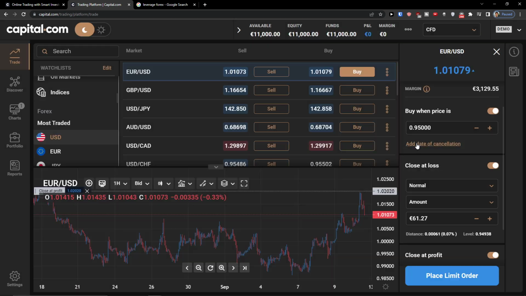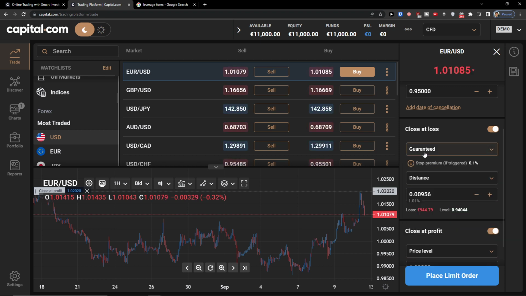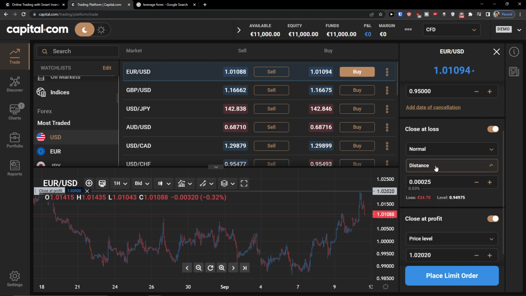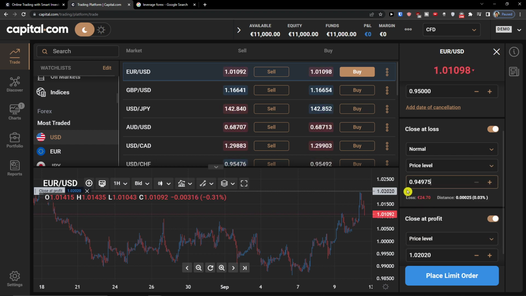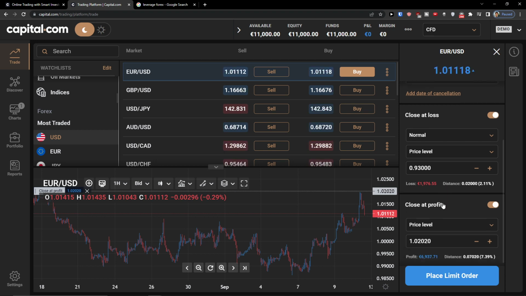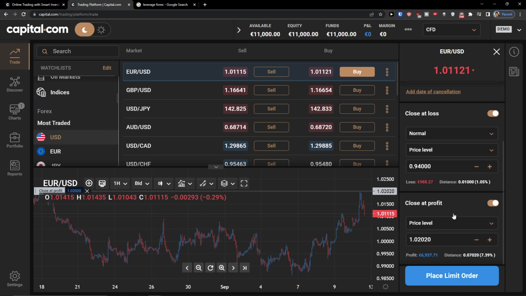And then you're gonna have option when the price is, you're gonna have also to have option to add a date of cancellation. So let's say you can cancel it. Then you're gonna close at loss, let's say a trailing or a normal or guaranteed. So let's say we can have a normal at amount if I'm going to like lose, or price level. So let's say that I'm going to buy when, close at loss, and you can always find, let's say here, what would be the loss. Right? And you can edit it.